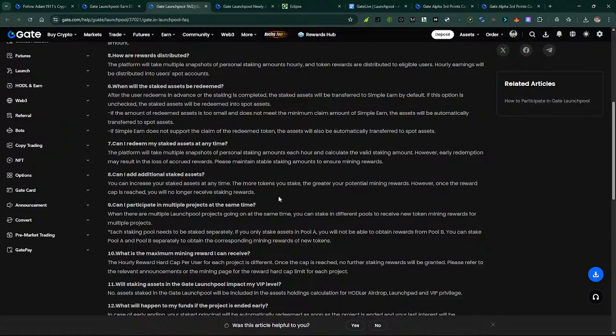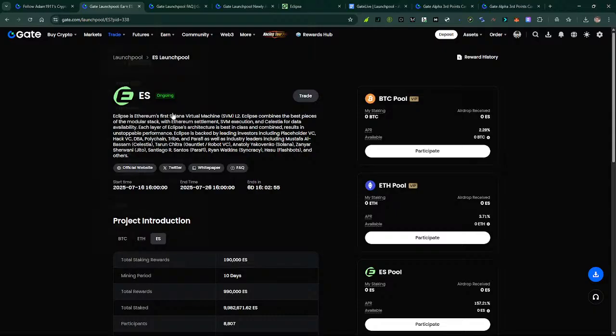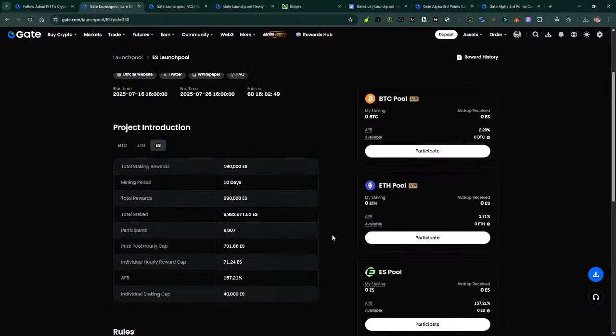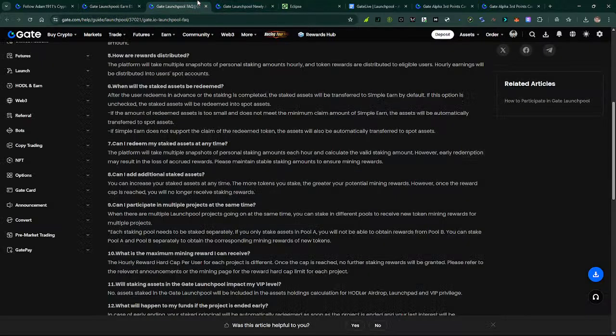And can I add additional staked assets? Definitely you can. Let's see what they say. You can increase your staked assets at any time. The more tokens you stake, the greater your potential mining rewards. However, once the reward cap is reached, you will no longer receive staking rewards. So basically they are talking about this reward cap. The reward cap is mentioned for every pool, so be sure to check that before you participate.